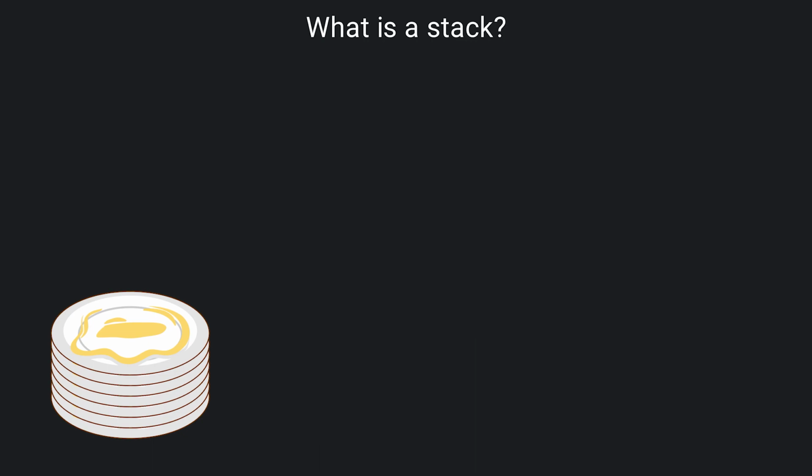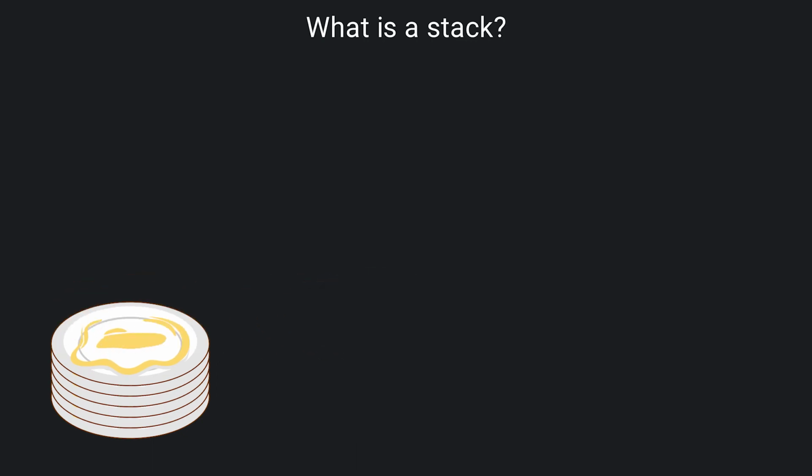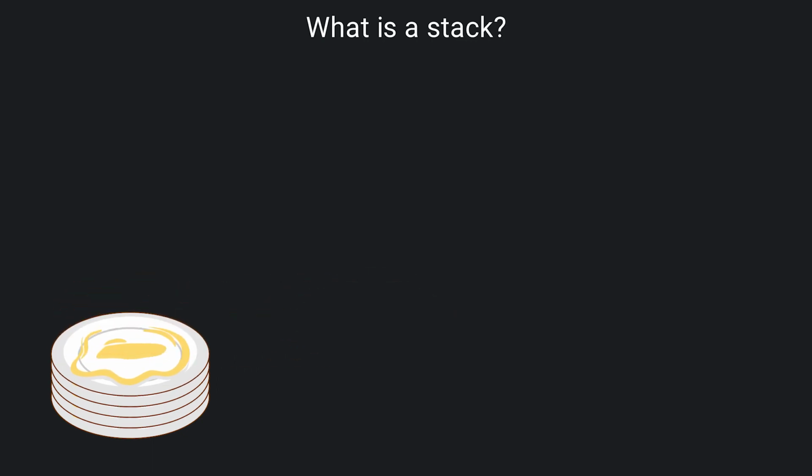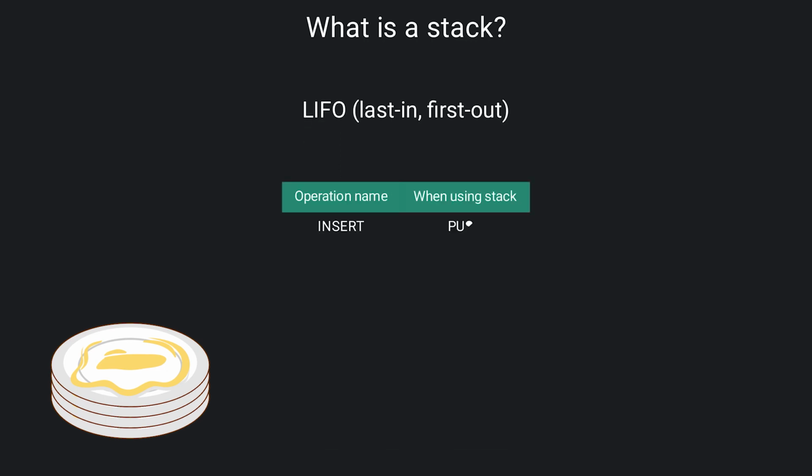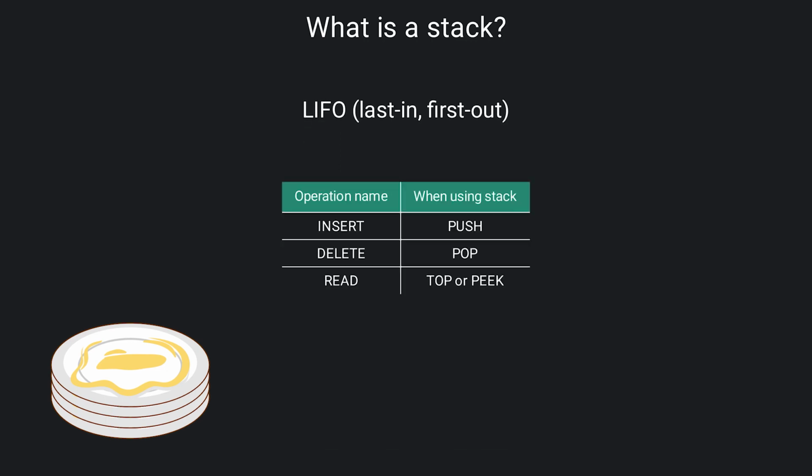If you want to wash the dishes, you will take the plate from the top of the pile. This is how the deletion operation works in stack. When you look at the pile of dirty plates, you only see the top one, which is how the read operation works. The plate that was last added on top of the pile is the first to be washed. We call this property last in, first out. Insert, delete, and read operations are usually called push, pop, and top.